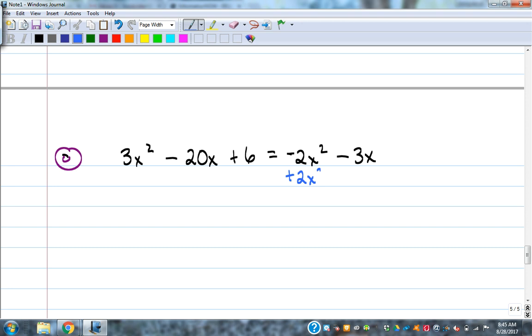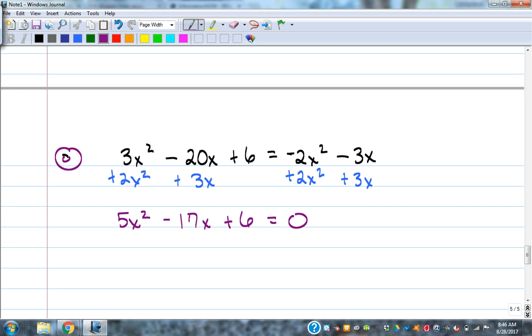Add. And then how do I move the 3x? We can do 2 steps at once, right? I'd add 3x, right, to its like term. So you got to line them up with their like terms. Make sure you put them with their like terms. There's the 0 we need. What's on the left side now? Minus 17x plus 6.